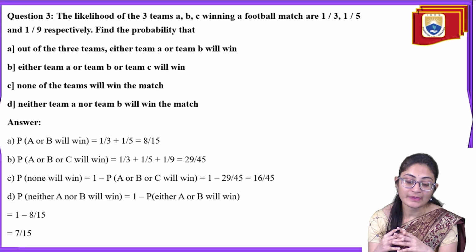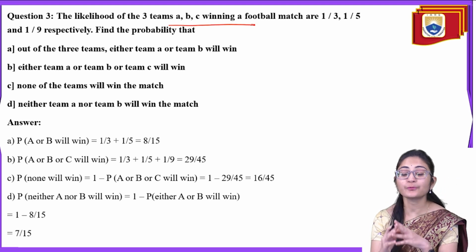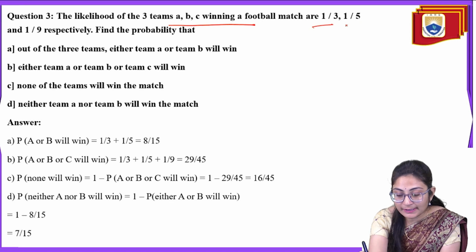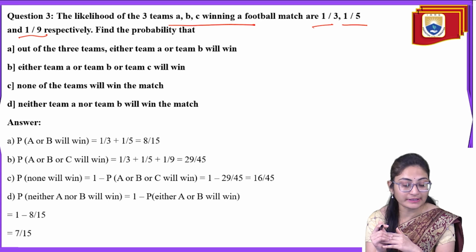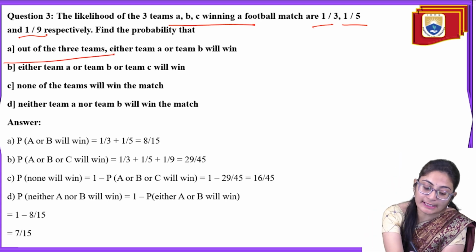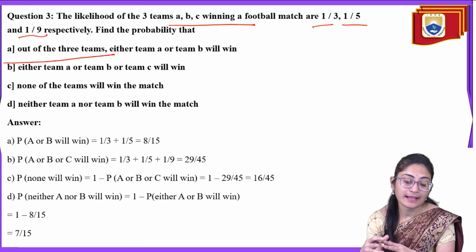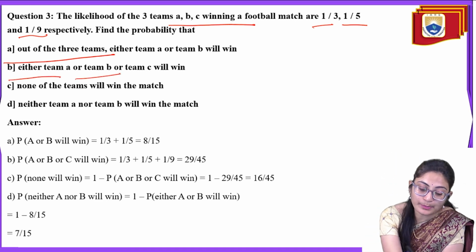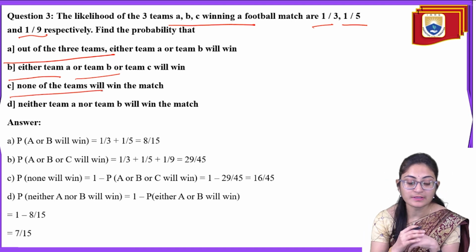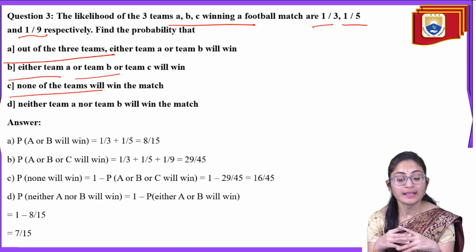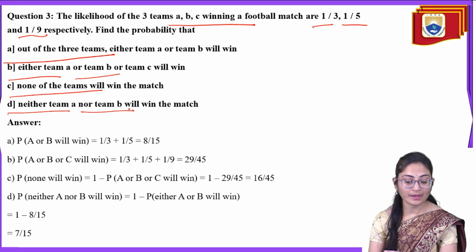Now next question. The likelihoods of three teams A, B, C winning a football match are 1 by 3, 1 by 5 and 1 by 9. Find the probability that out of the three teams, either team A or team B will win; either team A or team B or team C will win; none of the teams will win the match; and neither team A nor team B will win the match.